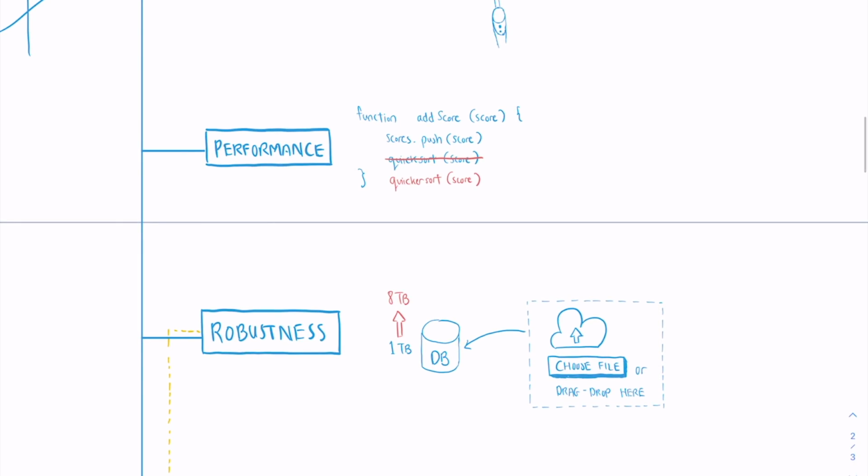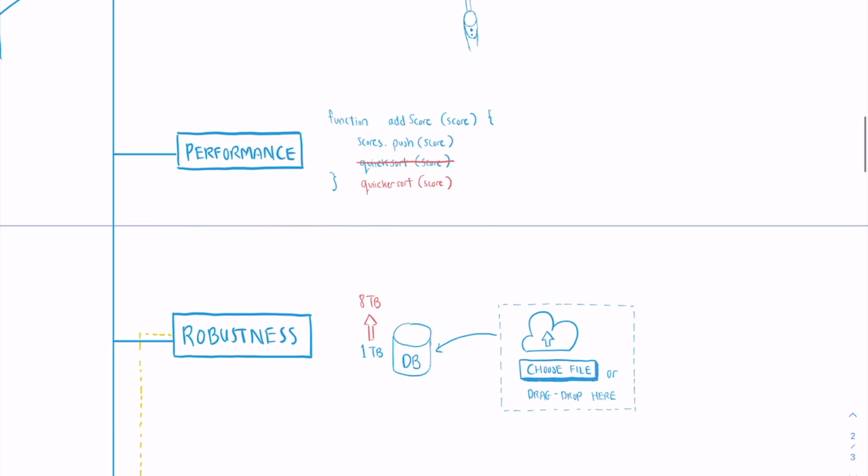And for performance, similarly, this is a constant pursuit of better speed and lower memory. Like in this case, improving the sorting algorithm in your code.